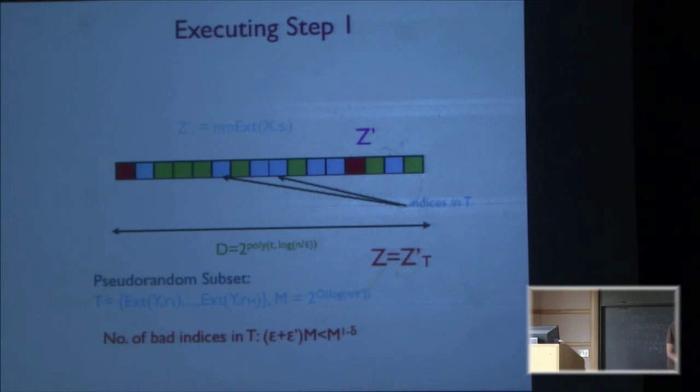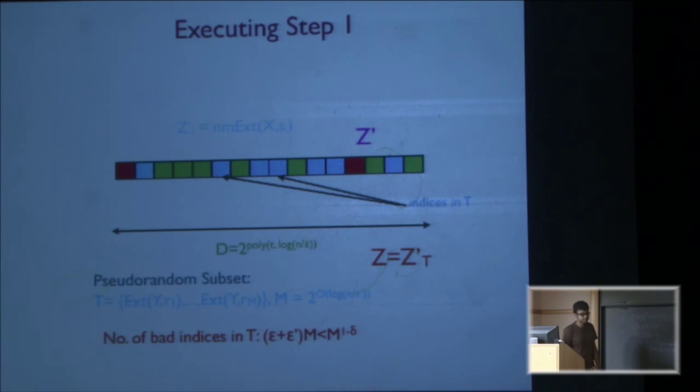Initially z prime had an epsilon fraction of bad bits, and now this extractor adds an error of epsilon prime. So the number of bad bits is epsilon plus epsilon prime, times m. And it's possible to set parameters such that this is bounded by m power 1 minus delta for a small enough delta. So the new string z is on m bits, and it has m power 1 minus delta bad bits, and the rest of the bits are t-wise independent, where t is polylog m.